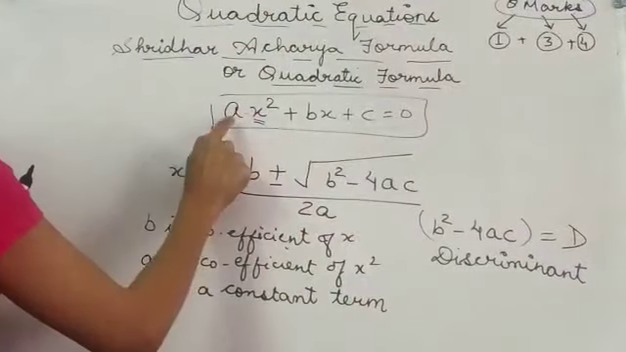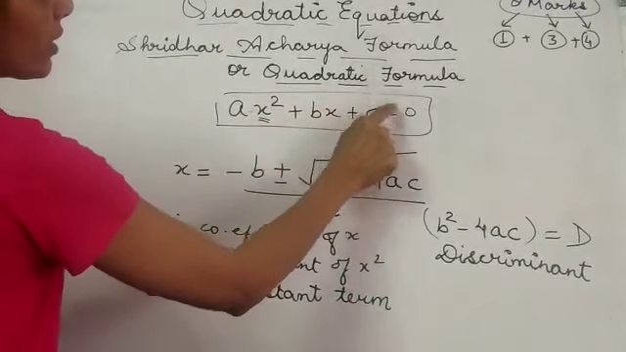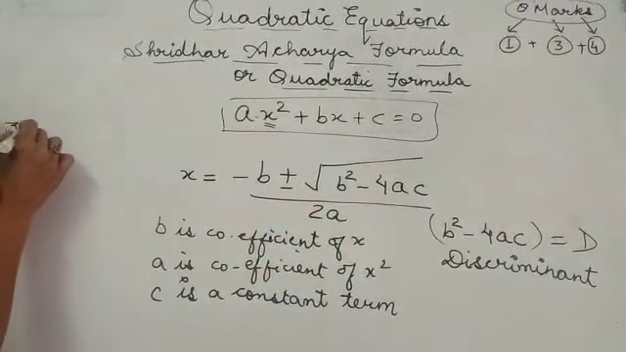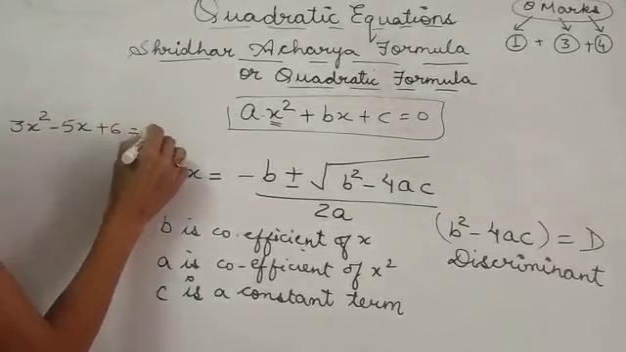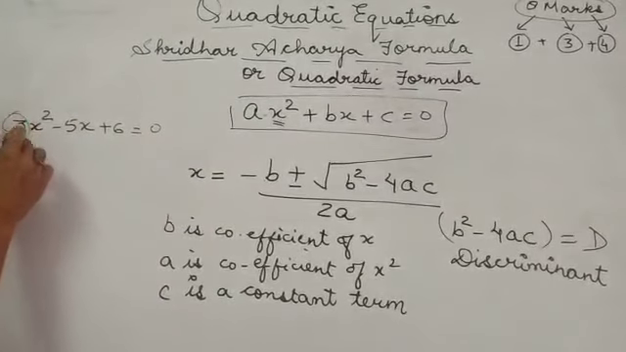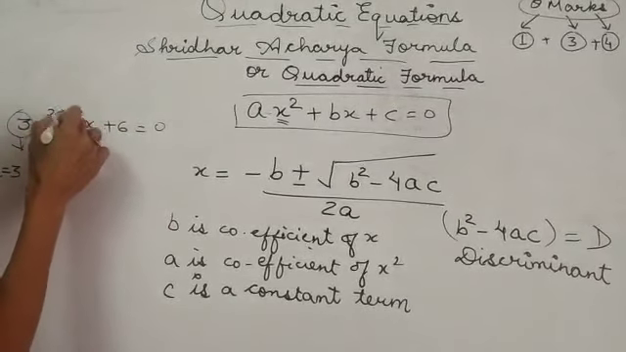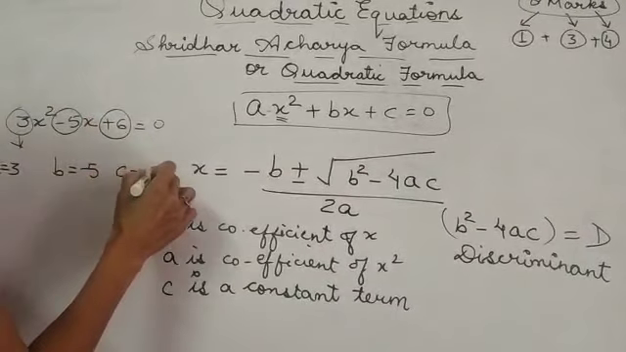Now you see here, a is the coefficient of x square, b is the coefficient of x, and c is the constant. Let's suppose your equation is written like this: 3x square minus 5x plus 6 equal to 0. So what is the value of a? Value of a is 3. Value of b is minus 5. Value of c is plus 6.